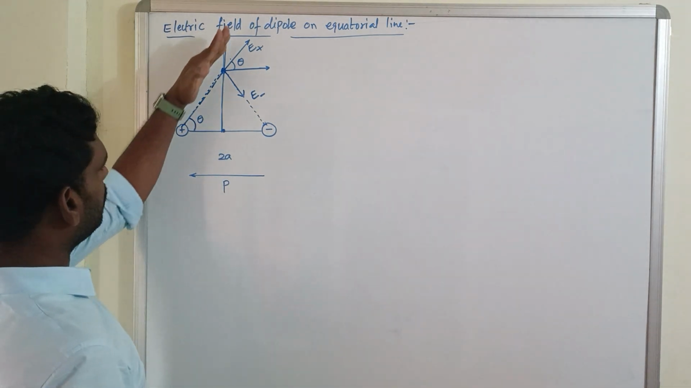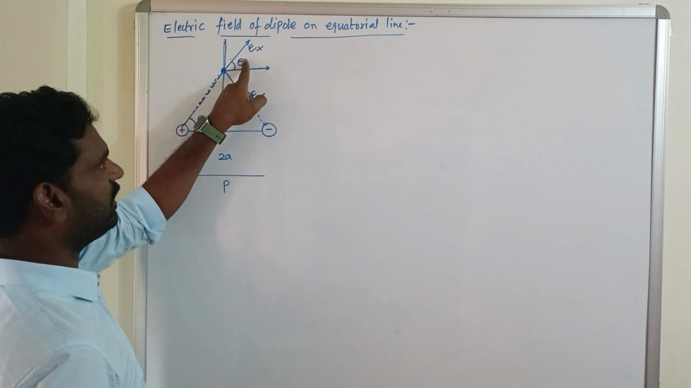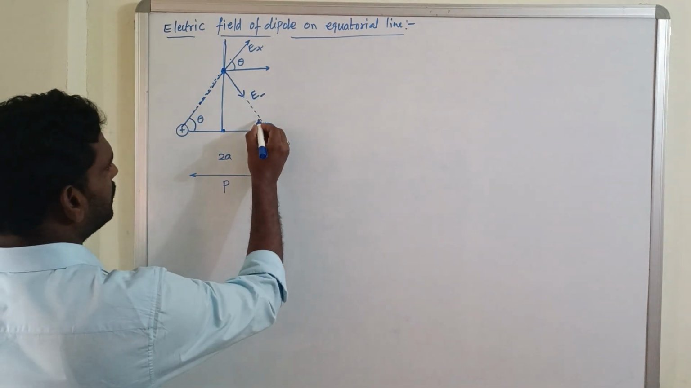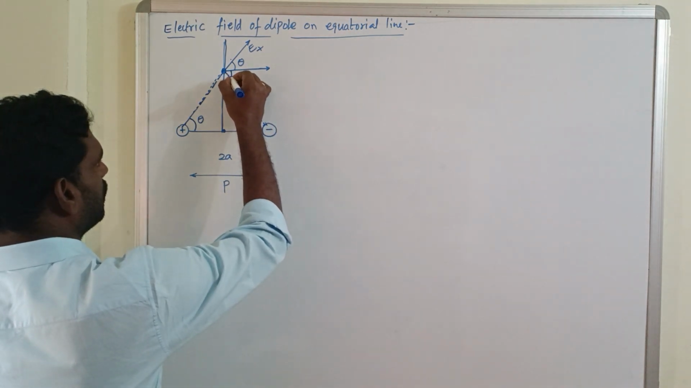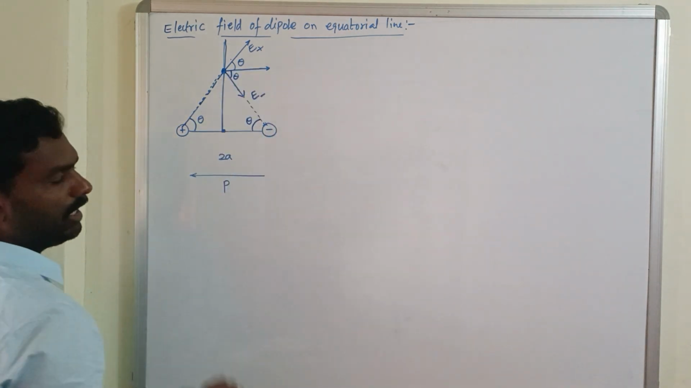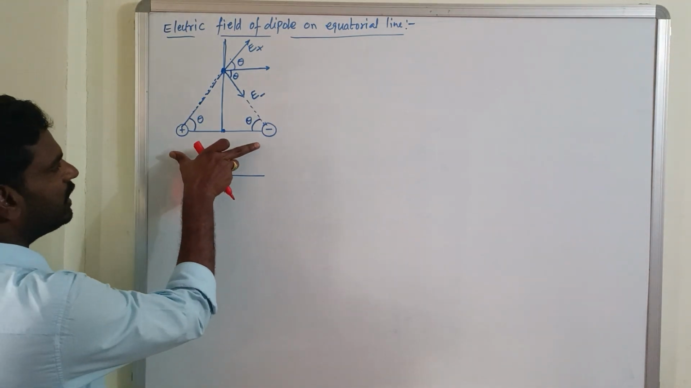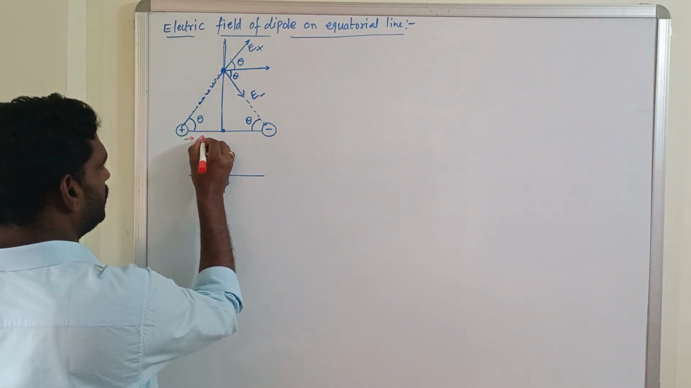The angle between the horizontal and the electric field direction is theta. If this angle is theta, this alternate angle is also theta. And we know that this total distance is 2a, so this distance will be a.